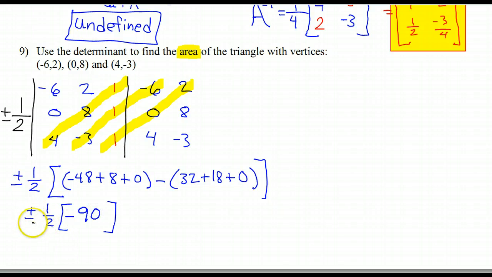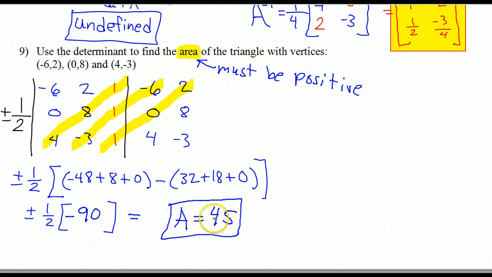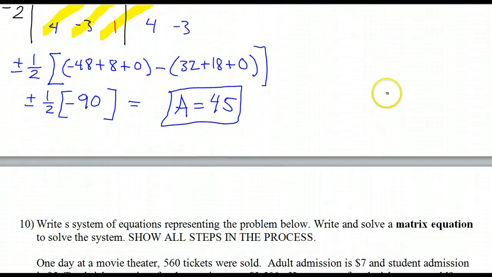Now this is where the plus or minus comes in. Area cannot be negative. Area must be positive. So you pick whichever one of these signs it takes to cancel this out and become positive. So half of 90 is 45. So that's why the final answer is that the area is equal to 45 square units, whatever those units may be. Please make sure you put positive. If you put negative 45, you're going to lose a bunch of points. Okay, so that's how we use matrices to find the area of a triangle. Excellent, splendid. Let's move on.